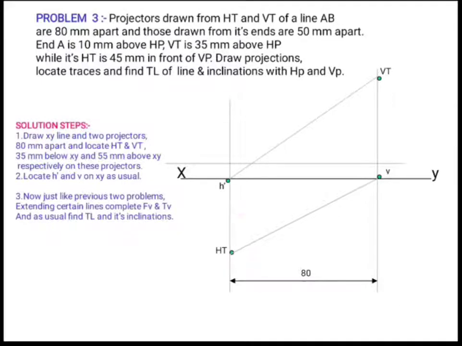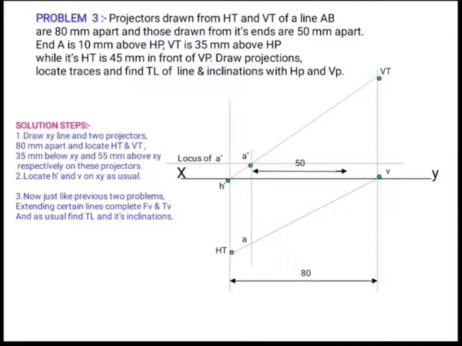Now the location of point A is given as 10 millimeter above the horizontal plane. The dimension given is with respect to the horizontal plane, which means the location of A dash is 10 millimeter above the XY line. So this is the locus line for A dash, and on that I can mark the intersecting point with H dash VT, which will be the point A dash. And we know A dash and A will be on the same vertical projector. So this intersecting point will be point A.